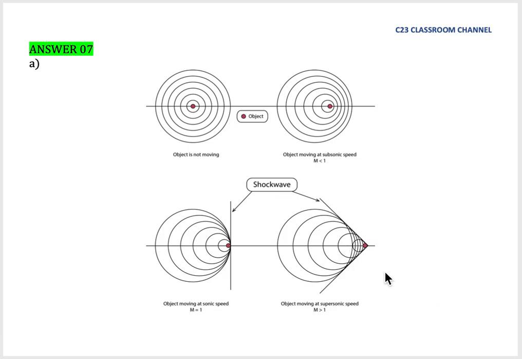So please read about this from your textbook, and I hope you could explain the formation of the shock wave clearly. This is just a guideline to answer that question.